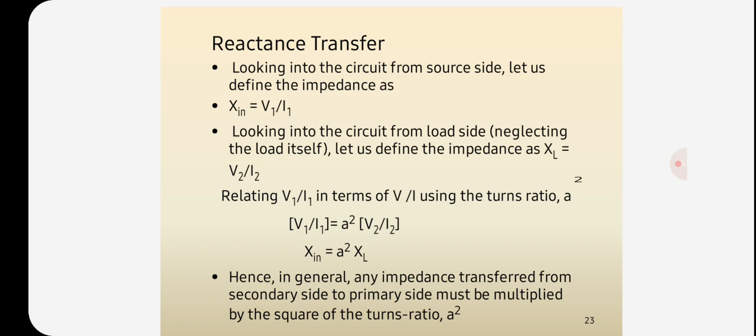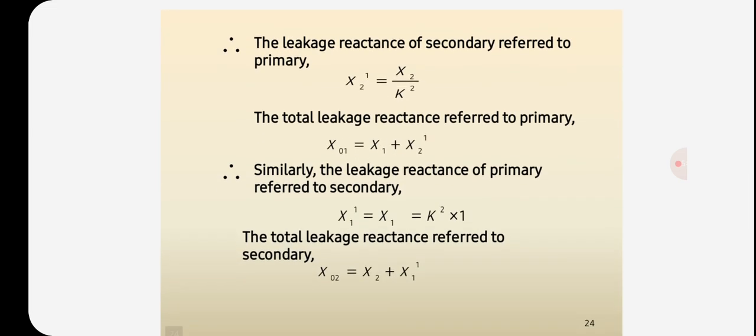Hence, in general, any impedance transferred from the secondary side to the primary side must be multiplied by the square of the turn ratio, A square. So the leakage reactance of secondary referred to primary, X2 dash, is equal to X2 by K square. The total leakage reactance referred to primary, X naught 1, is equal to X1 plus X2 dash. Similarly, the leakage reactance of primary referred to secondary, X1 dash, is equal to K square into X1.